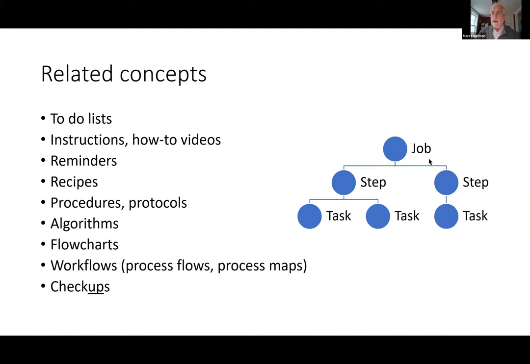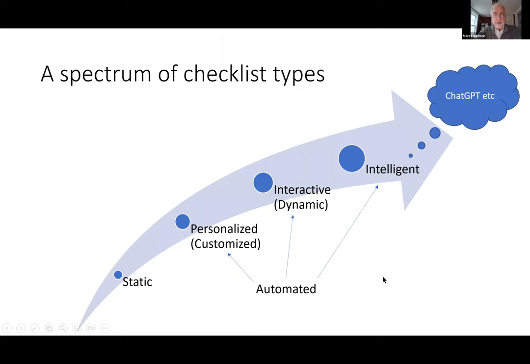On the right here, I've got an image of one way in which we sometimes conceive of checklists, organizing jobs into steps and then the steps into one or more tasks. I like to think of checklists as falling on a spectrum. Most checklists we deal with are static. They don't change as we use them. They're not customized to us individually. It may be on paper.